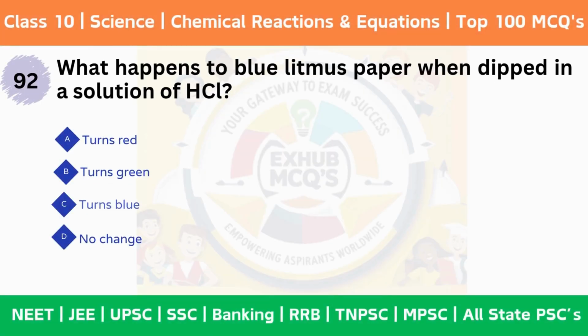MCQ 92. What happens to blue litmus paper when dipped in a solution of hydrochloric acid? Option A, turns red. Option B, turns green. Option C, turns blue. Option D, no change.